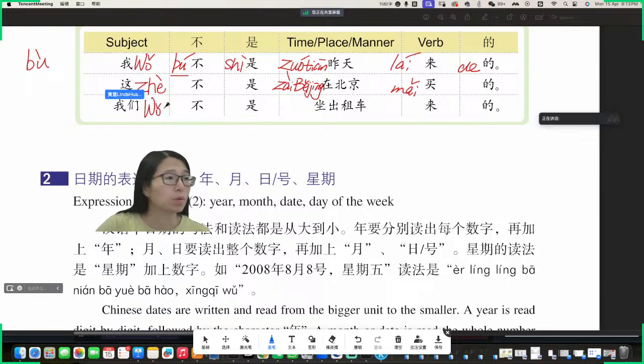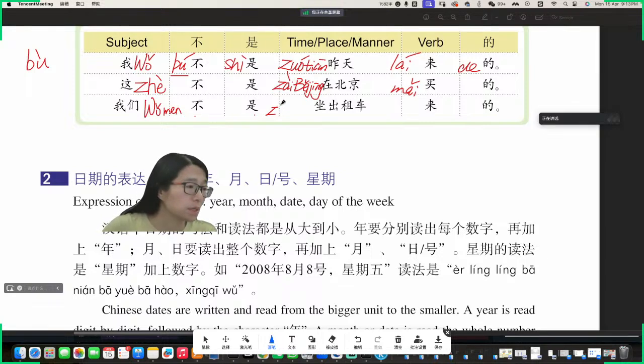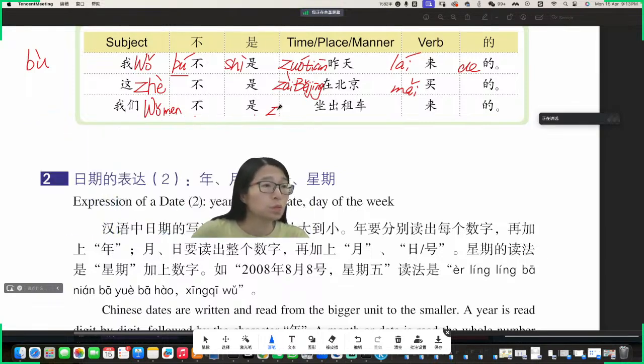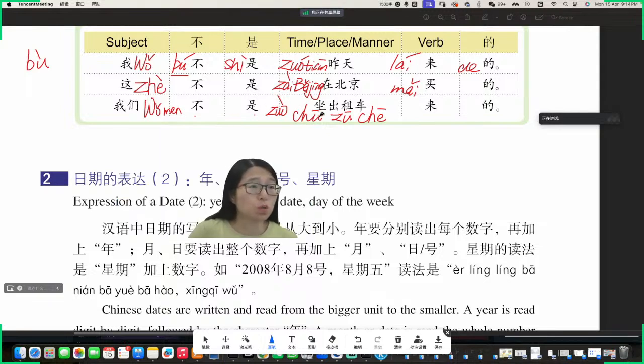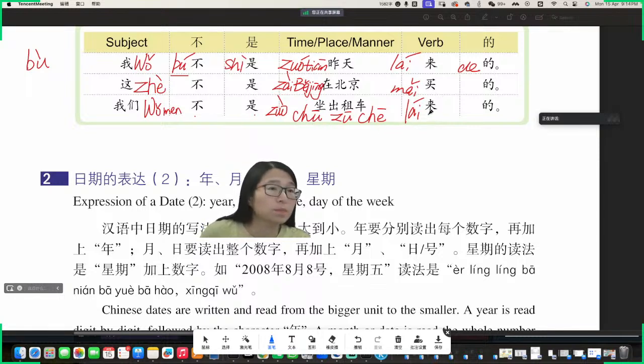Okay, now let's see question 3. 我们, which is the plural form of 我. 我们, and then 不是. Okay, 坐出租车, which means take a taxi. 我们不是坐出租车来的. We, and the negative not, take taxi come. So that is how we use this 是的 structure.